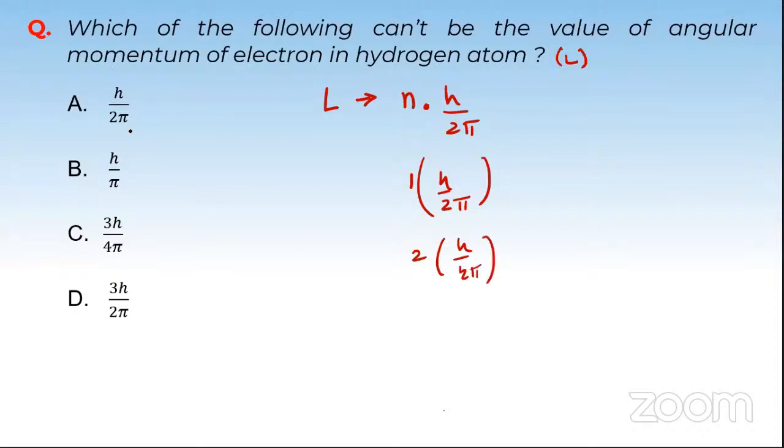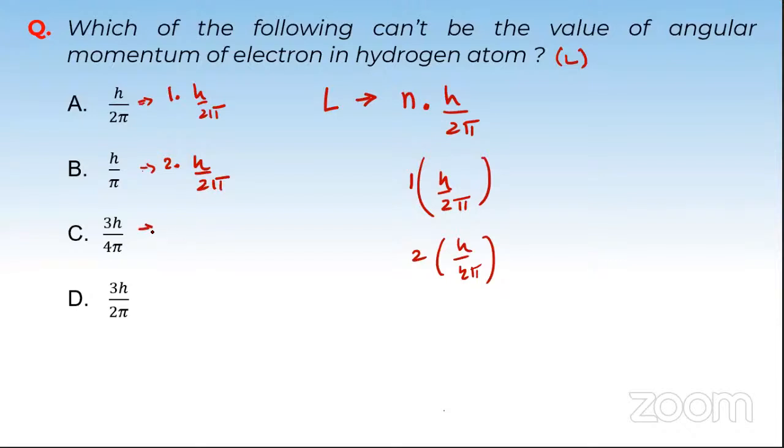Let me try to arrange them in the same particular way. So I can write this as 1 times h by 2 pi, completely fine. This I can write as 2 times h by 2 pi. I'll multiply and divide by 2. Correct? So let me divide this by 2 and multiply this by 2. I'll get this particular option.